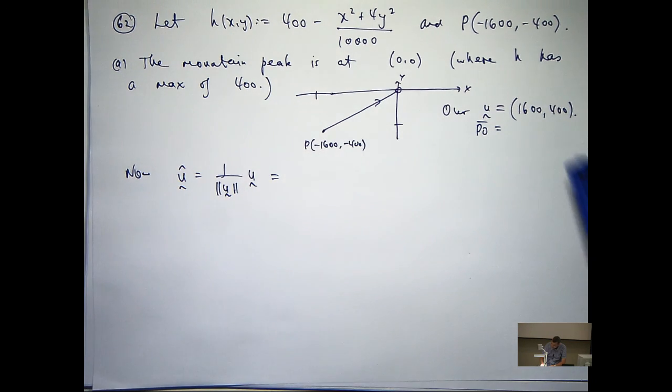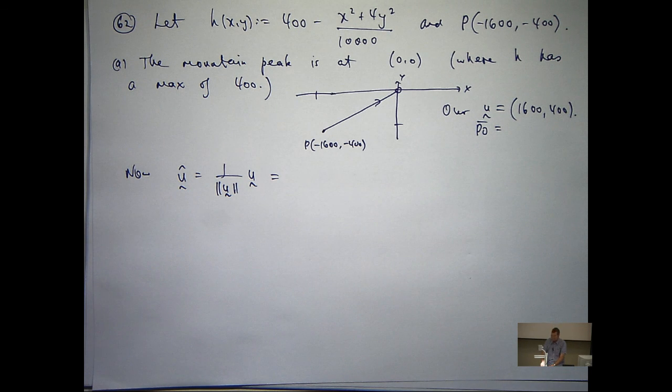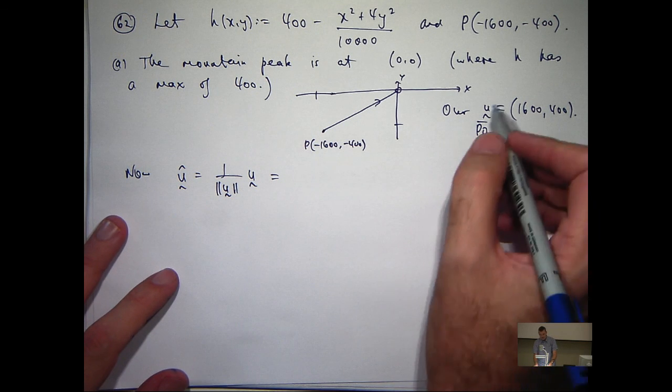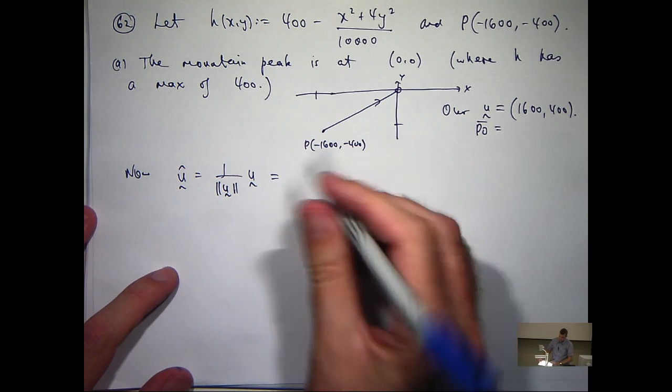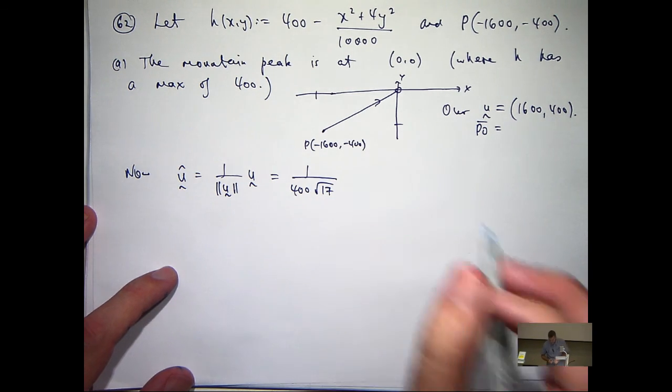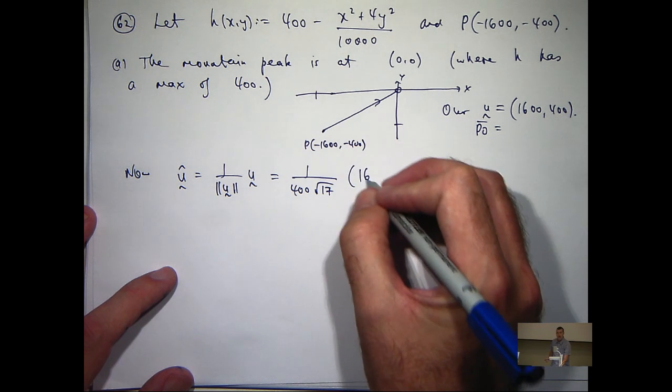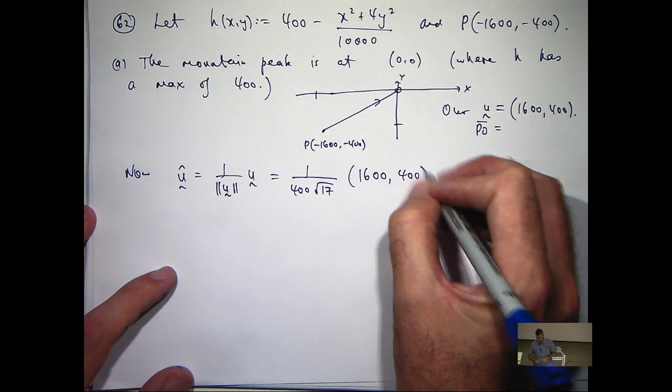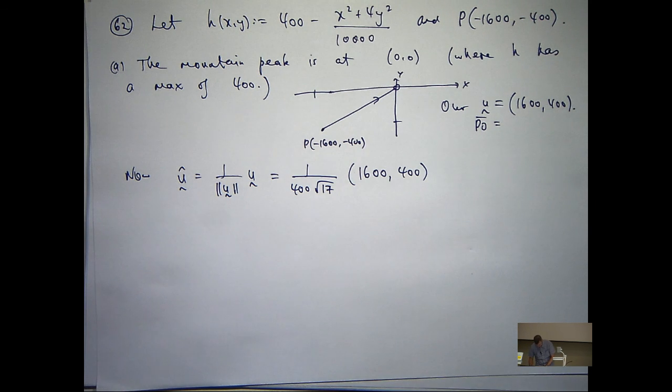Okay, so again, just calculate the length. Now, if you square these values, add them together and take the square root, just going from one I've prepared earlier, you'll get 400 times root 17. What else do we need for this problem? If you want to calculate the directional derivative, we need the gradient. We've got our unit vector, but let's calculate the gradient as well.